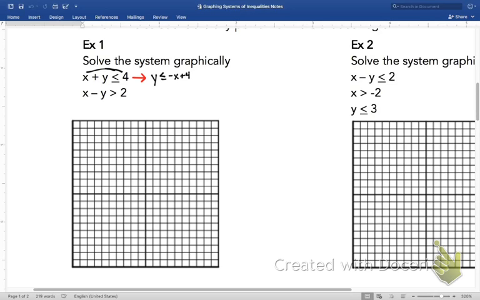So I'm going to start at 4. I'm going to have my point here at 4. And then I'm going to have a slope of negative 1. And I'm just going to kind of go from there. Is it a solid or a dashed line? Solid line.